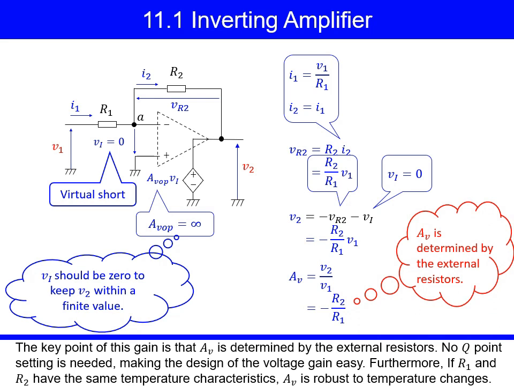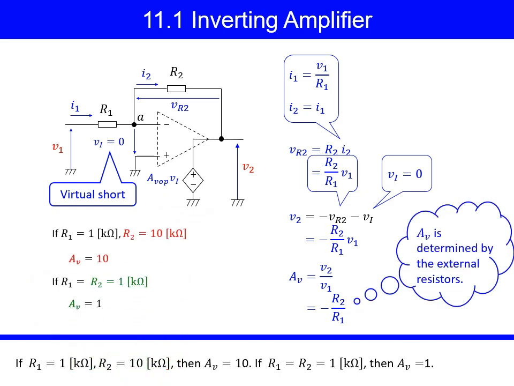The key point of this gain is that AV is determined by the external resistors. No Q point setting is needed, making the design of the voltage gain easy. Furthermore, if R1 and R2 have the same temperature characteristics, AV is robust to temperature changes.